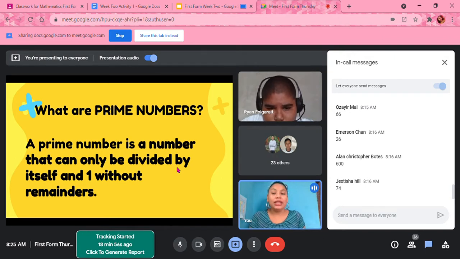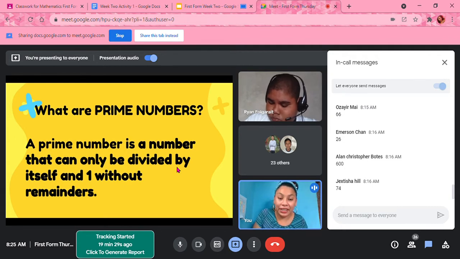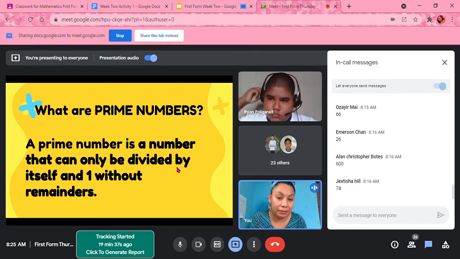All right? Let's look at a bigger number. Let's look at the number 71. 71, even though it's a big number, I can only divide 71 by 71. And that gives me 1. 71 divided by 71 gives me 1. I can divide 71 by 1. 71 divided by 1 is 71. There is no other number that I can take to divide 71 by.